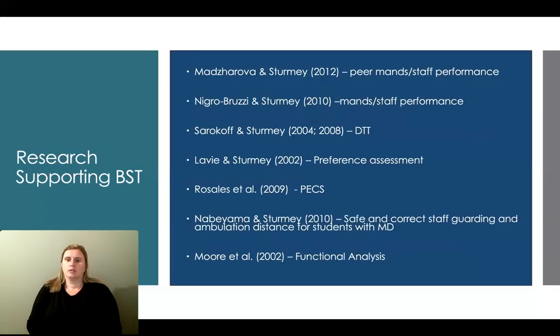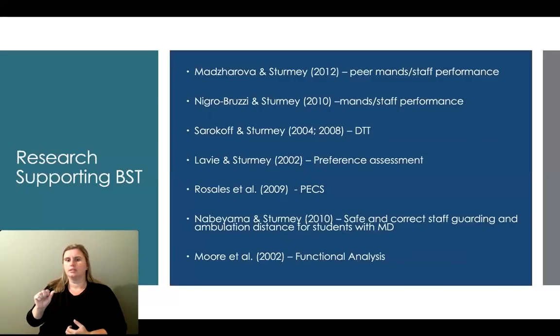There is, of course, a lot of research supporting the effectiveness of behavioral skills training in a variety of settings and to teach a variety of skills. For example, Matsarova and Sturmy in 2012 trained peer educators using behavioral skills training to implement MAN training. Nigrobruzzi and Sturmy also taught MANs to staff so that they could deliver MAN training to students with autism.